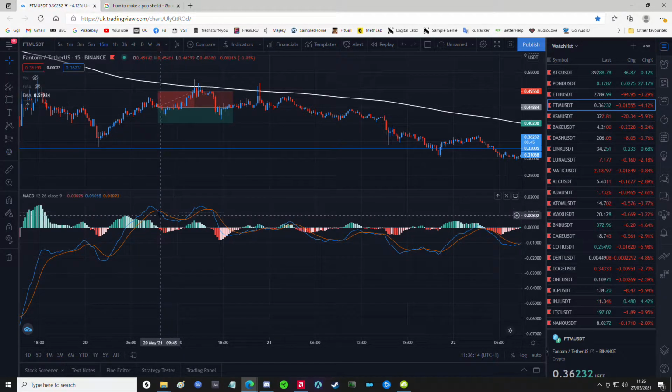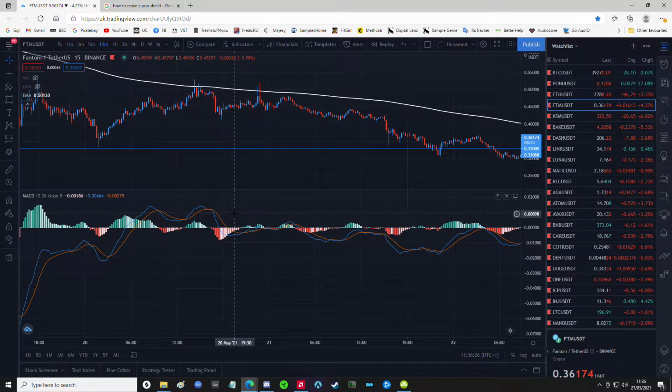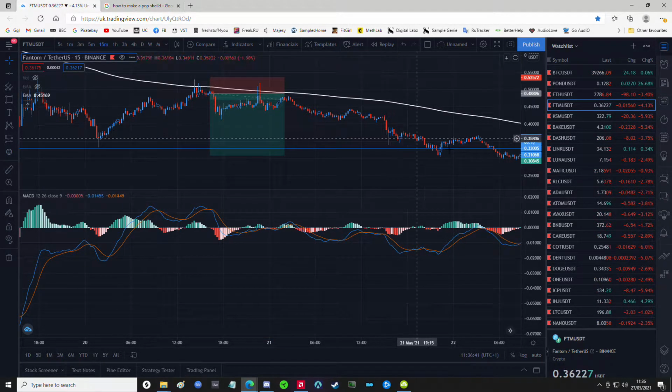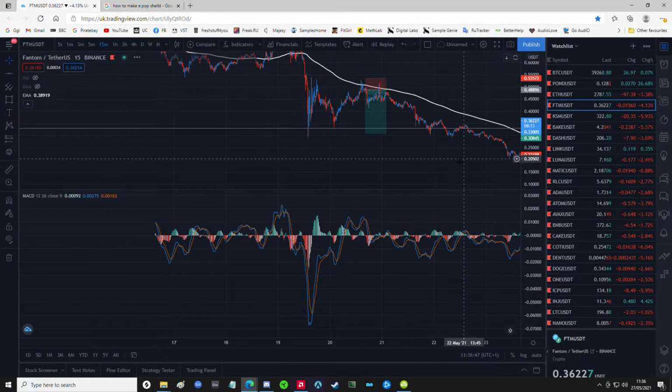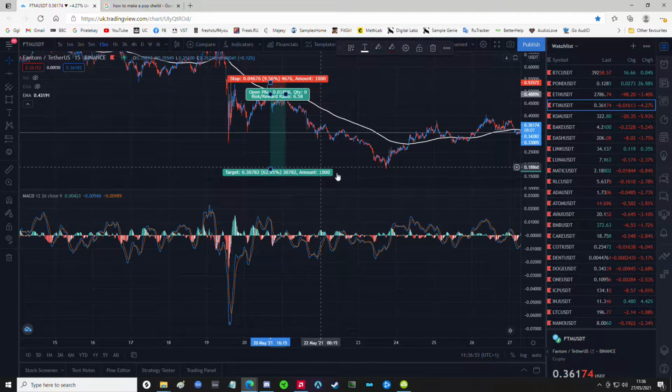So here's where the MACD indicator first happened, and it was giving us a sell signal. The EMA and the price was giving us a sell signal, yet this trade would have been a loss. As we can see, price goes back up, but then we have a second one here, which, if you rode it all the way out to the bottom, would have had you 62% in profit.